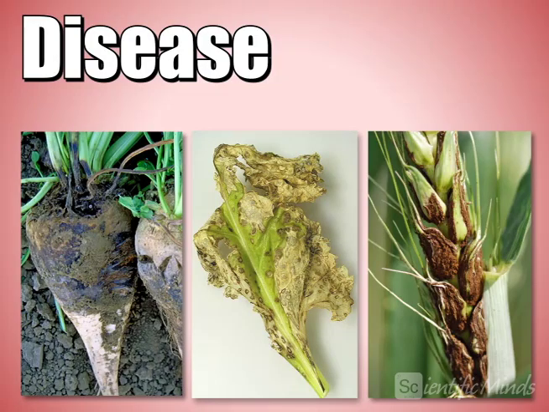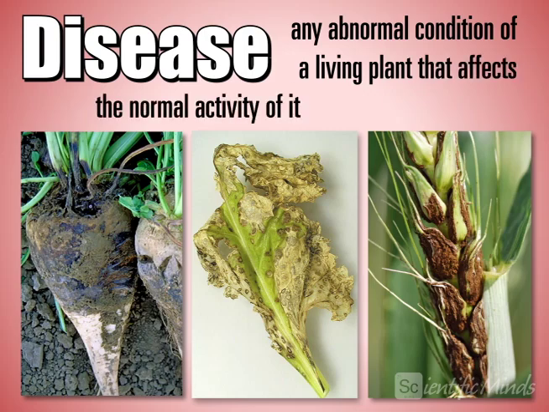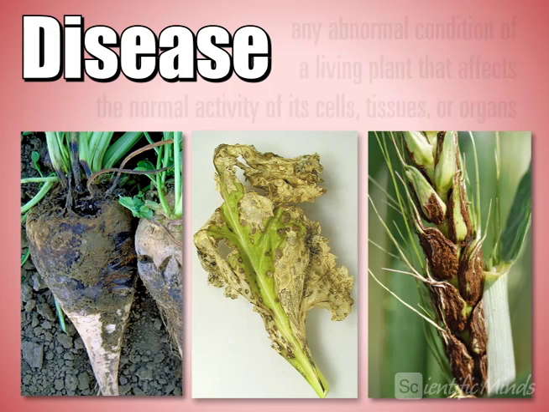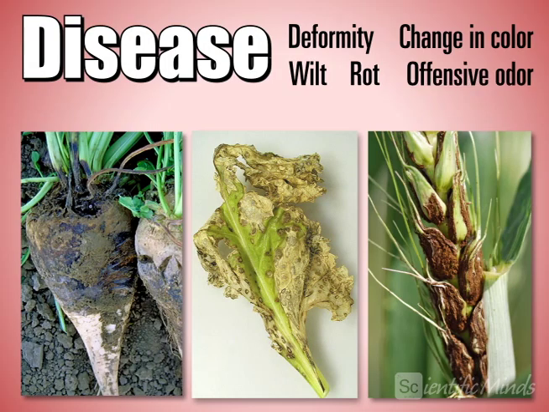Plants can also be damaged by disease. Any abnormal condition of a living plant that affects the normal activity of its cells, tissues, or organs is defined as a disease. When normal functions are interrupted by disease, plant quality decreases because of deformity, change in color, wilt, rot, offensive odor, or death.